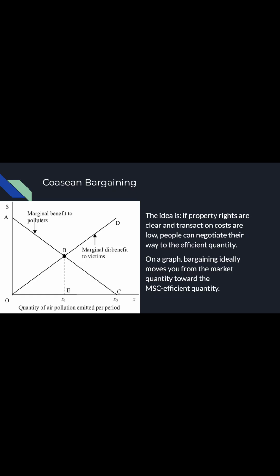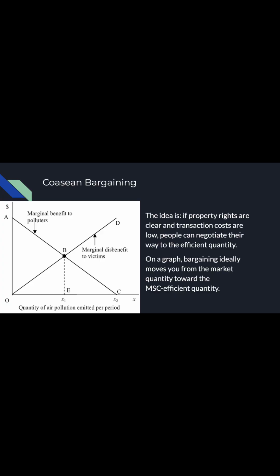Coasian bargaining is a private solution to externalities. On this graph, the market produces at a point where the MPC intersects demand, which is too high because the producer does not account for the external harm. But if fishermen and plantations could negotiate, they would move leftward to an efficient output where the MSC intersects demand. That's the point where the total gains from trade are maximized.